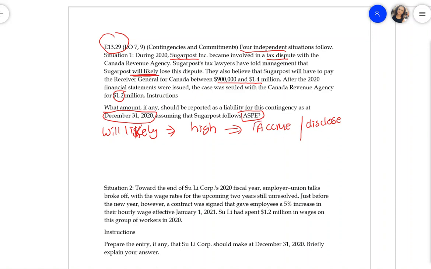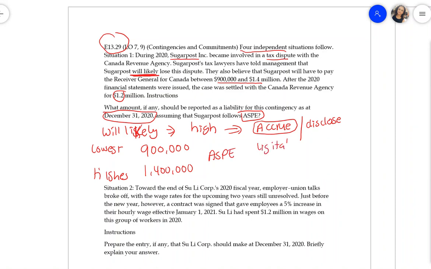Now, how much should we accrue? We are given that we might lose 900,000, or the highest we could lose is 1.4 million. If this is the case under ASPE, this is the lowest we can lose, and this is the highest we could lose. Since the company is following ASPE, they will have to record a litigation expense and litigation liability for the lower amount.